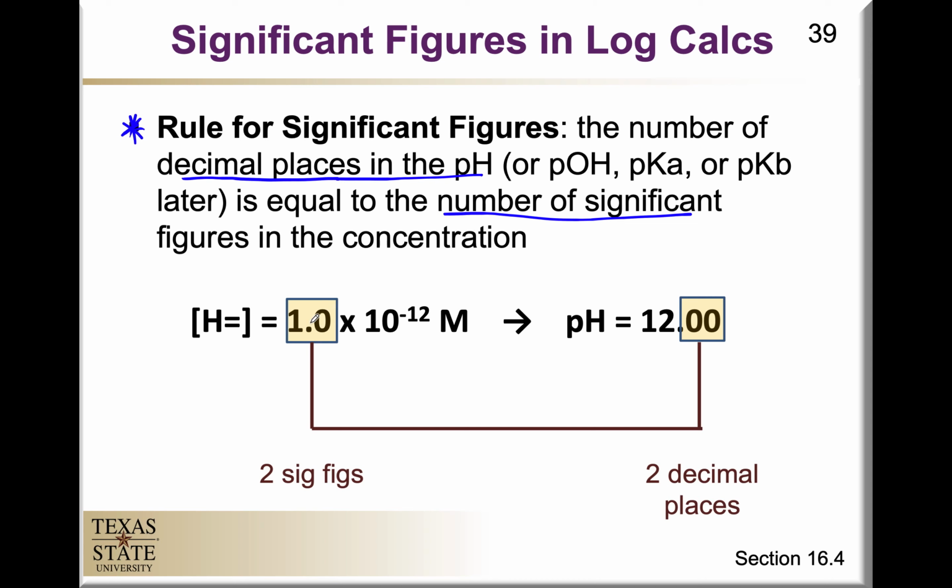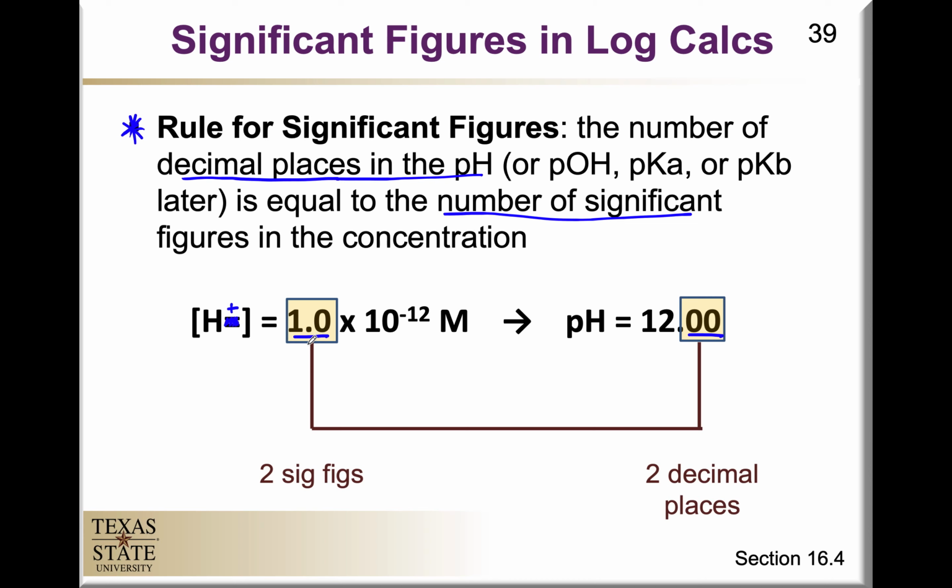So look at the example here. This is my concentration, the hydrogen ion concentration. Sorry, this was supposed to be H plus, not H equal. So the hydrogen ion concentration is 1.0 times 10 to the minus 12 molar. It has two significant figures. Therefore, the pH associated with that is going to have two decimal places. Similarly, if you're starting with the pH, what you look at is the number of decimal places. This one has two decimal places. So when you calculate the hydrogen ion concentration from that, you're going to have an answer that has two significant figures.